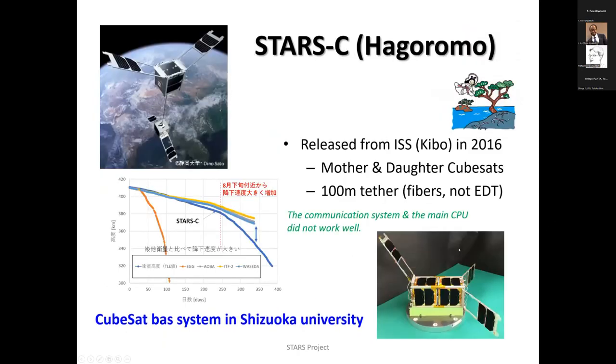Okay, from here, I move to Shizuoka University. This is the first satellite developed at Shizuoka University, named STARS-C. The nickname is Hagoromo. Hagoromo is a Hamamatsu traditional story. And this satellite was released from the ISS in 2016. This satellite is a CubeSat, so a little bit smaller than the first and the second STARS.